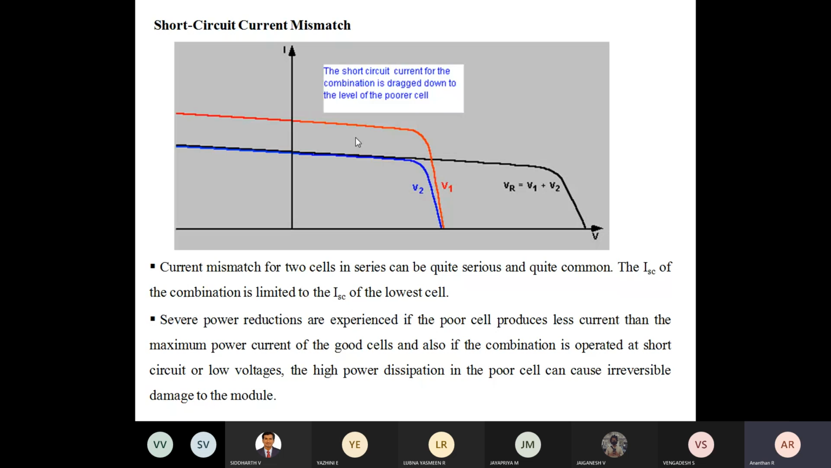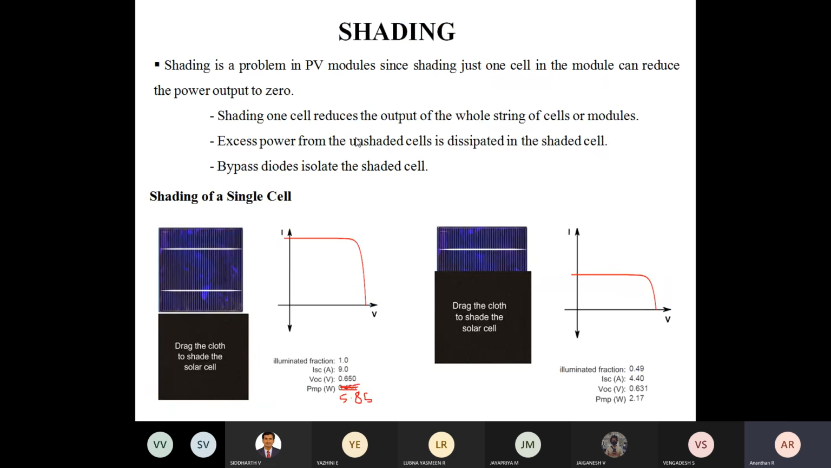Again, if you consider solar shading, let us say any cell has some shade, it can reduce the power output to zero. Even if you have connected your cells in series, if a single cell is completely shaded, what happens is there will be no output from that single cell, from one cell.